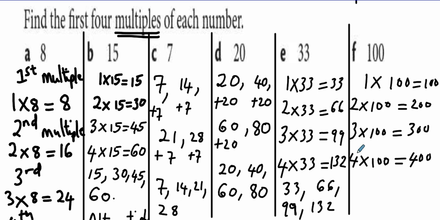So what are the first 4 multiples of 100? Okay, the first multiple of 100 is the number itself, 100. Next is 200. Next is 300, and the fourth multiple of 100 will be equal to 400. Cool, yeah? Good. So now let us see.